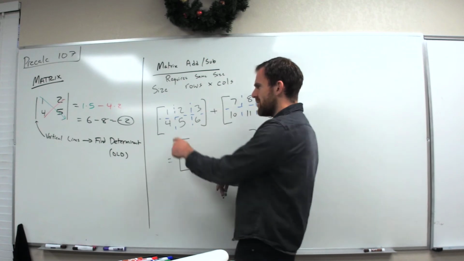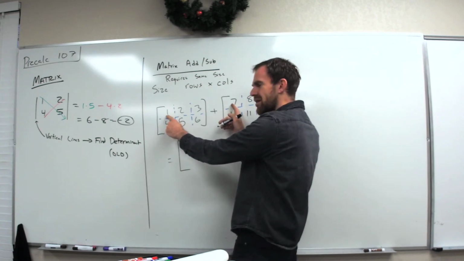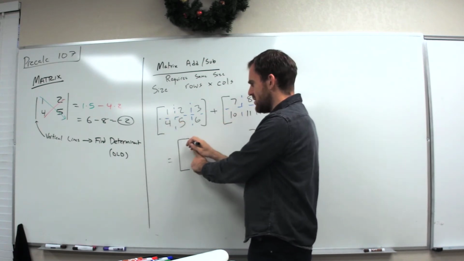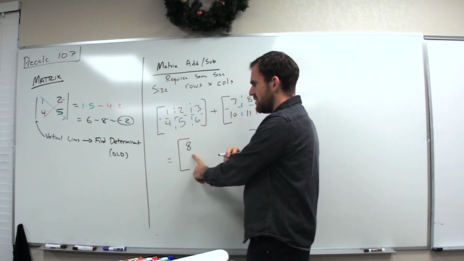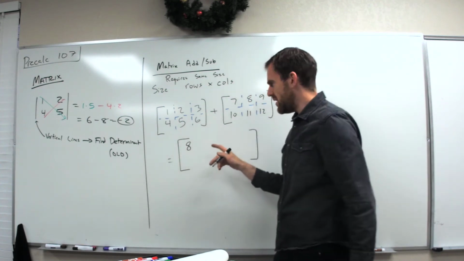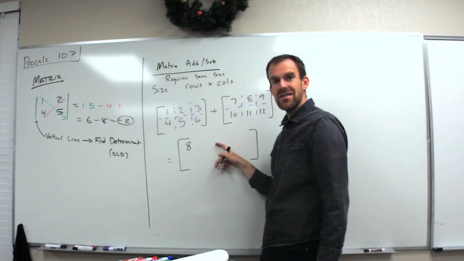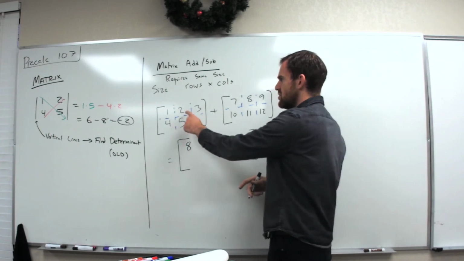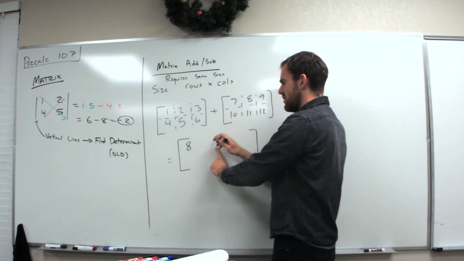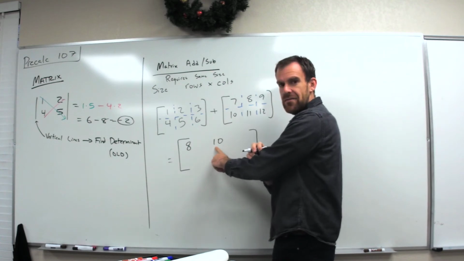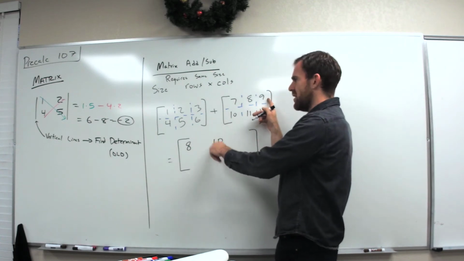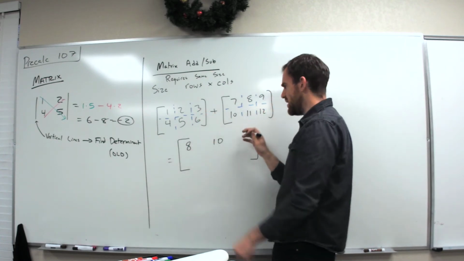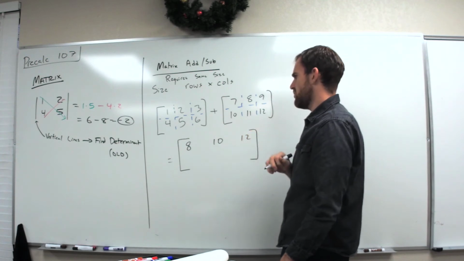You're going to add the first number here to the first number here. 1 plus 7 is 8. For the one in the middle spot, we're going to take the 2 middle spots. 2 plus 8 is 10. Now, for the number in the upper right spot, 3 plus 9 is 12.